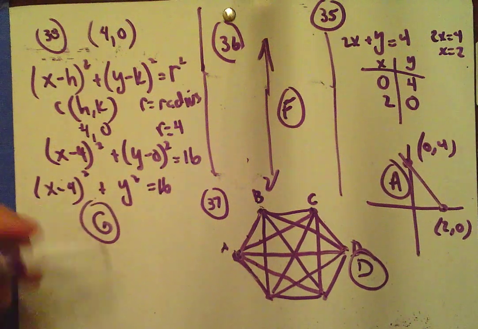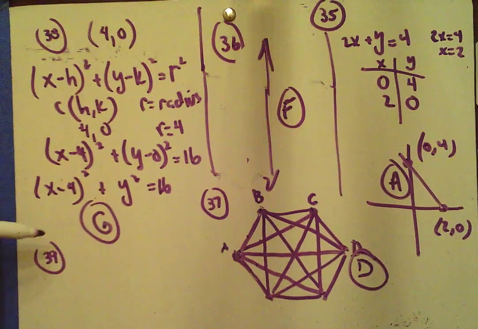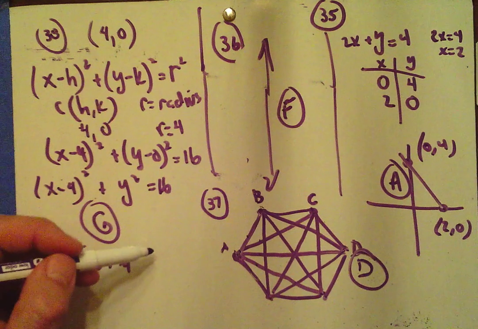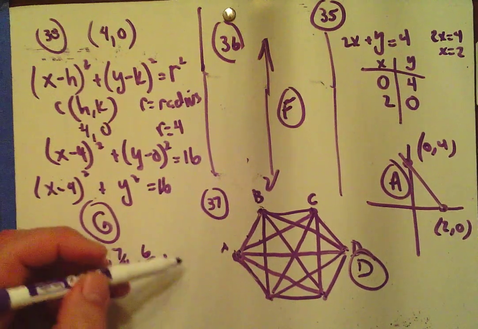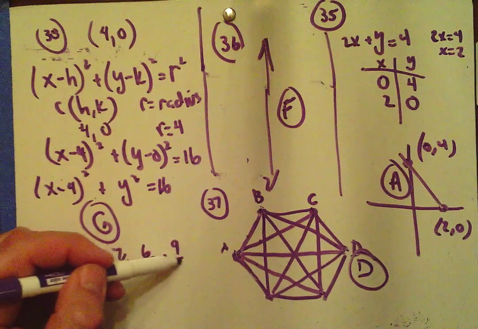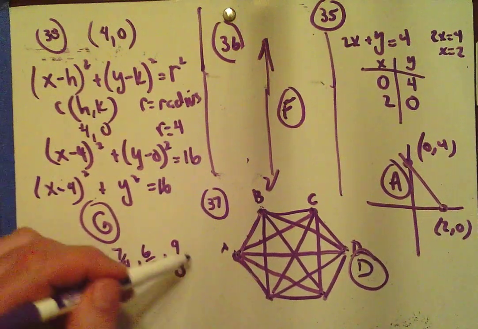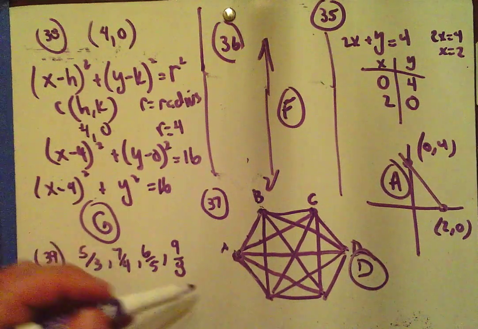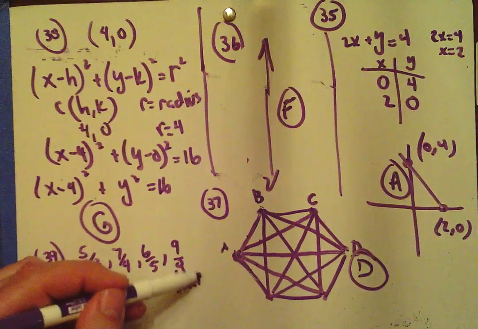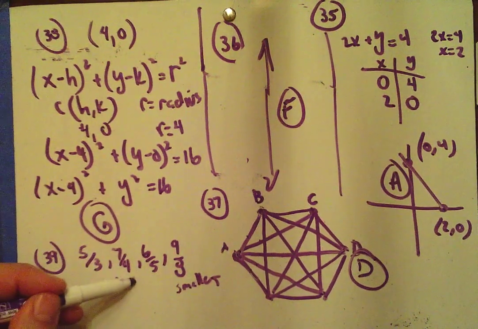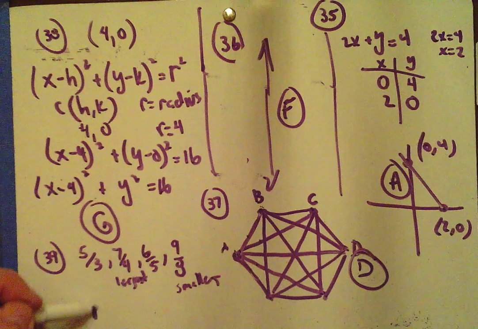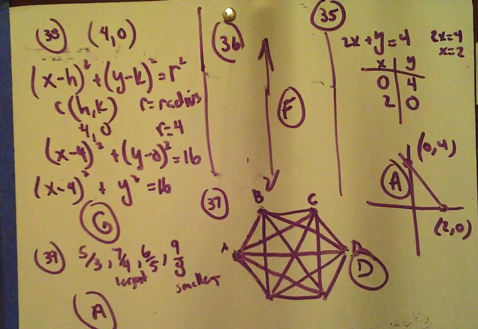Okay, so 39 asks us in which order should we write 5/3, 7/4, 6/5, and 9/8. Well, the simplest way is to pull out our calculator and write the decimals for each of these. And when we do, we're going to find this one is smallest, and this one is largest. This one is second smallest, and this one is second largest. So our order is that of choice A. But really, this is easiest if we do it on our calculator.